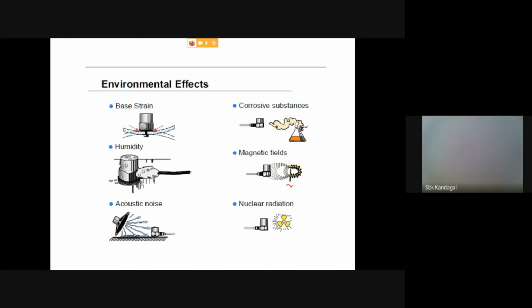Environmental effects: humidity, acoustic noise, magnetic field, nuclear radiation, and keep it away from corrosive substances. Also try to ensure that the structure, wherever it is bending, doesn't have too much base strain. You should place it where the structure doesn't have too much curvature, otherwise the accelerometer will get affected.